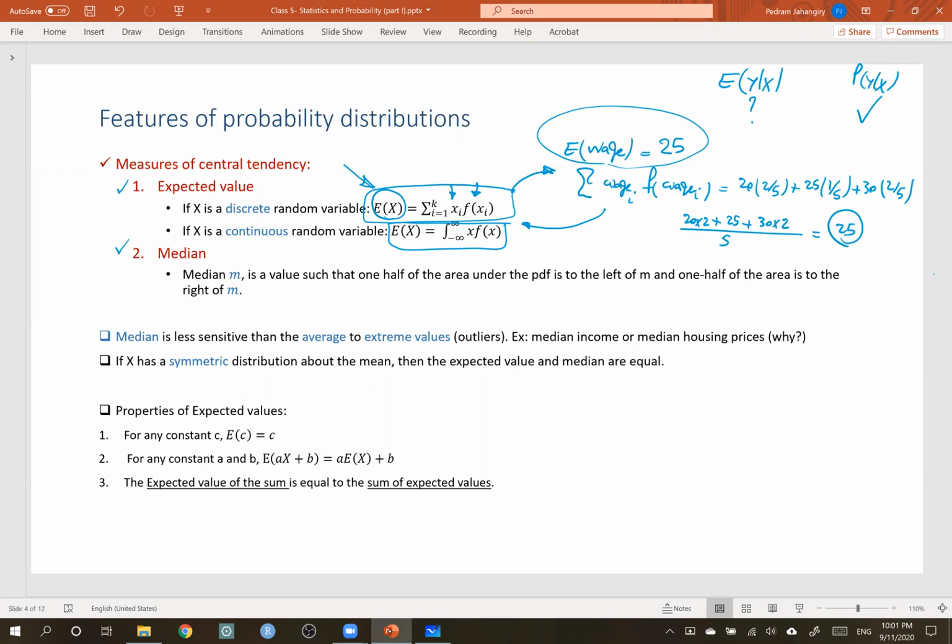The second measure for central tendency is median. So we show median with little m, and it's a value such that one half of the area under the PDF is to the left and the other half is to the right, right? So if I have a continuous, I'll give you a continuous example here. Continuous random variable. So this is going to be my median. Half of the data is to the left of the PDF, half of the data is to the right of the PDF. If it is discrete, it's even easier.